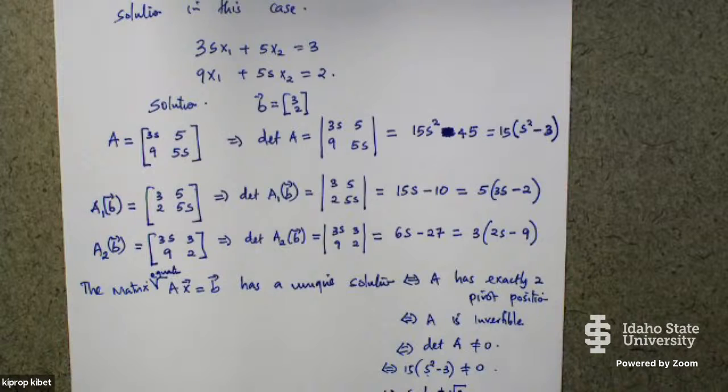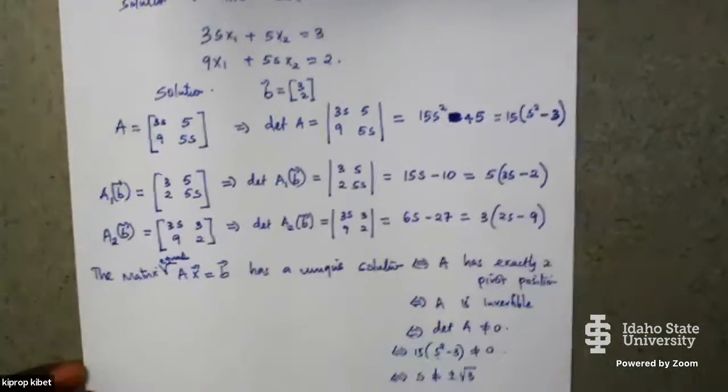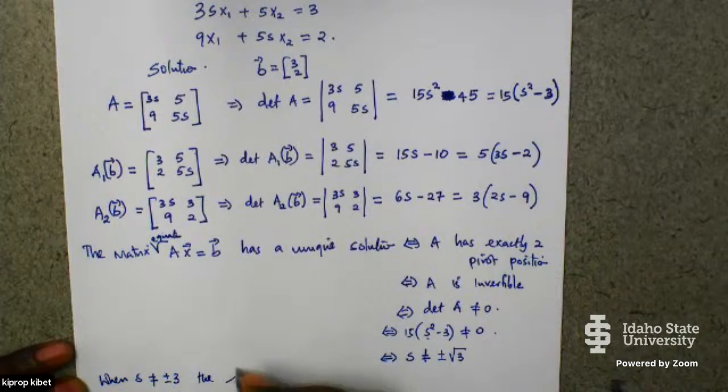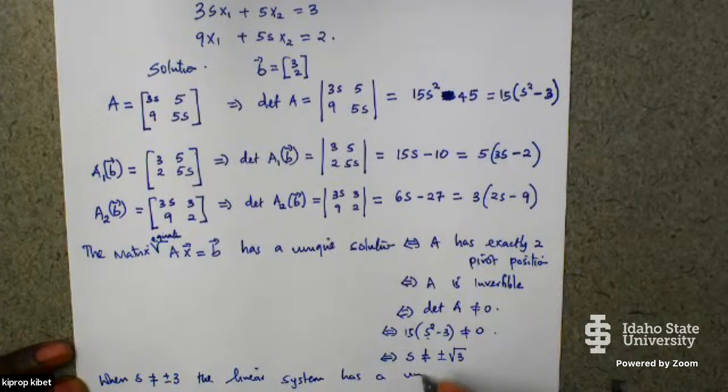So it means that will not give us a unique solution. Therefore, when s is not equal to plus or minus the square root of 3, the linear system has a unique solution.